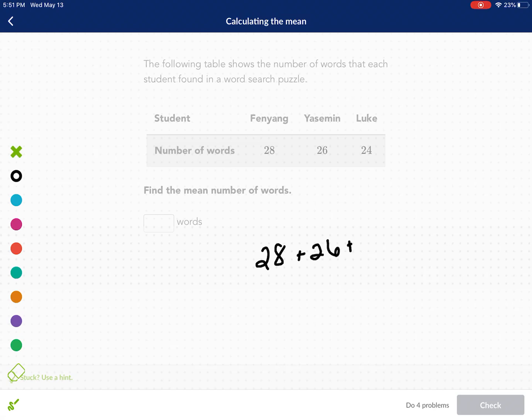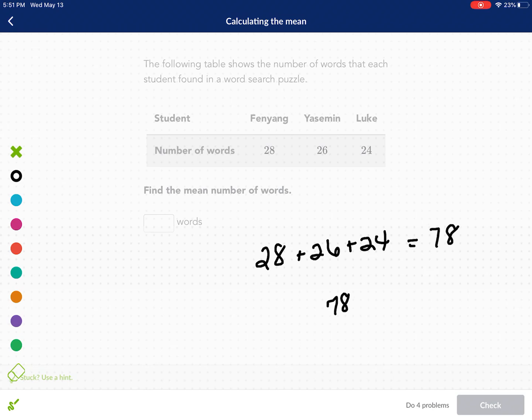So 28, 26, and 24, you can feel free to use a calculator. That does not bother me one bit, because the reality is adults use calculators all the time. And as long as you know the process of addition, let's be efficient with the tools that we have. So 28 plus 26 plus 24 is a total of 78.